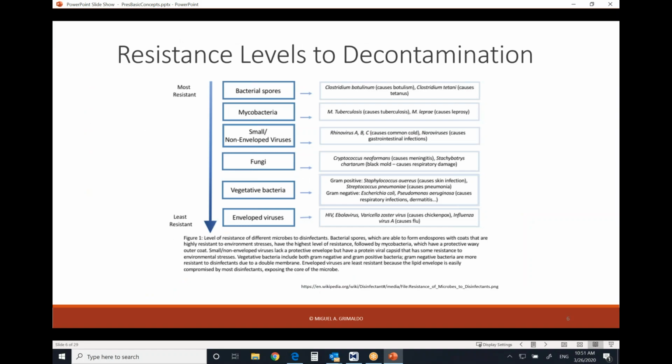But when we talk about pathogens or agents, they have different levels of resistance to decontamination. Bacterial spores especially are the most resistant and very hard to decontaminate. That's the reason why we use spores as biological indicators for the decontamination process, to guarantee that we have successfully achieved decontamination.